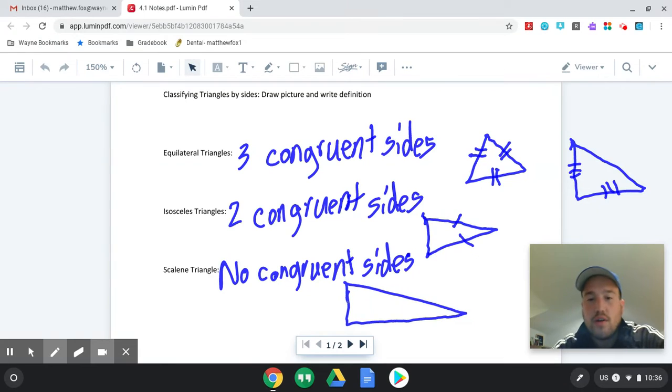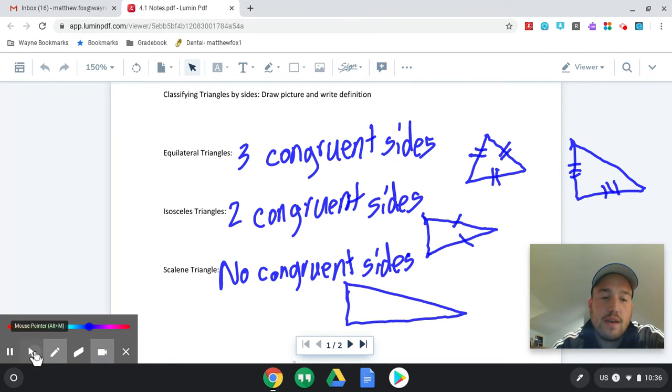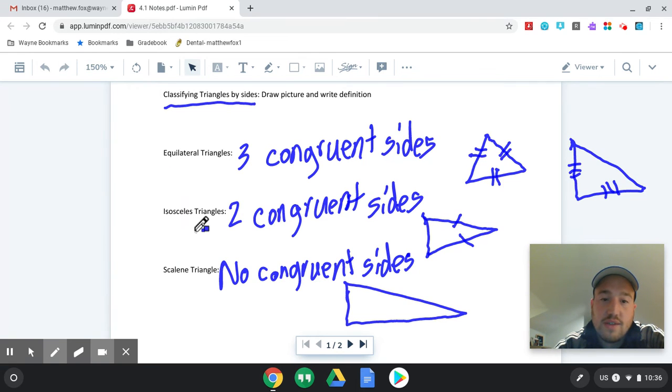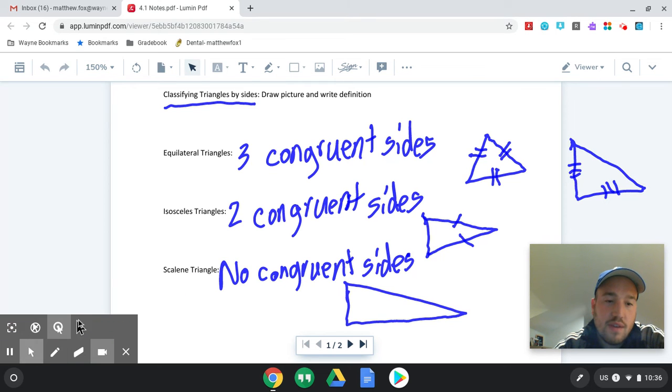Something like that. All three sides are different in length. Okay. So these are the ways we can classify triangles by sides. The three ways to classify triangles by sides: equilateral, when all three sides are the same; isosceles when two are the same, and scalene when none of them are the same.